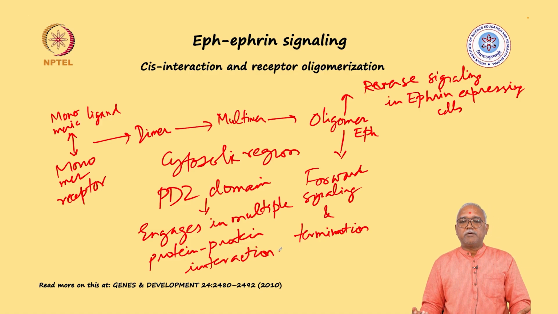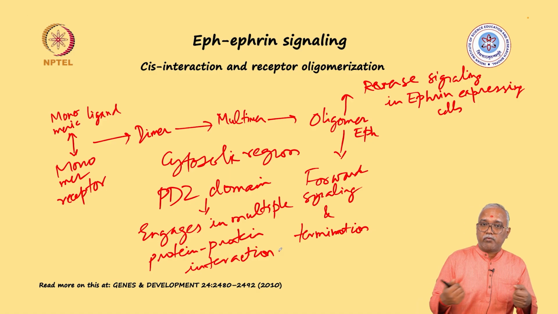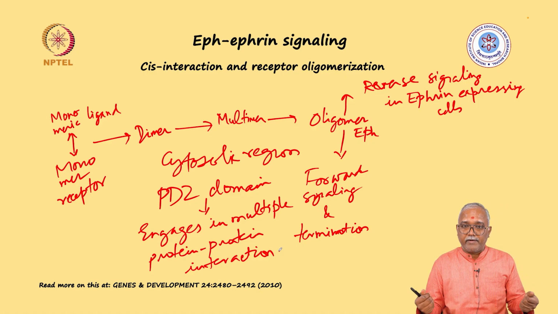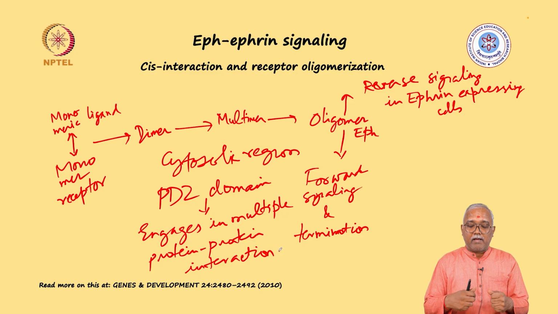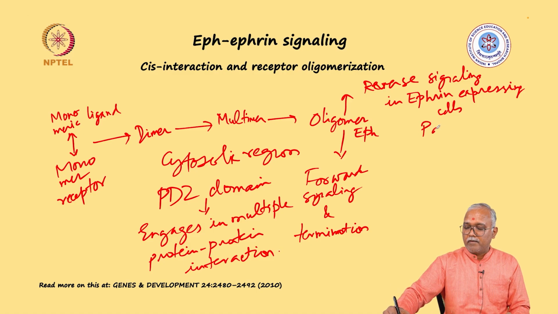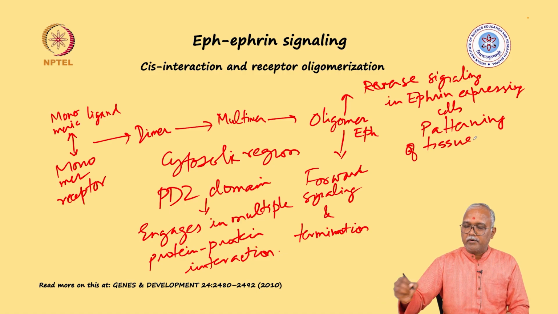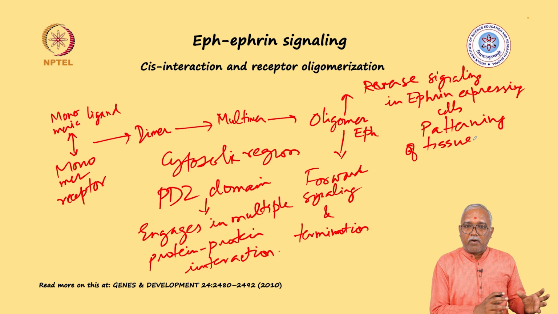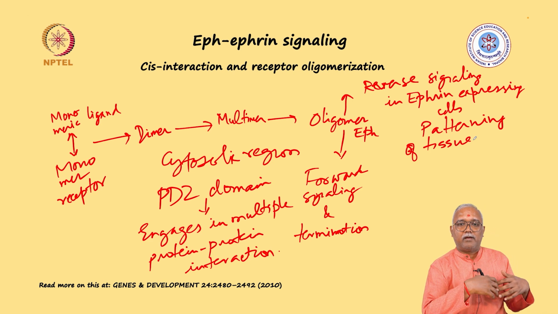And what is the outcome of these protein-protein interactions? Things moving together, things going away from each other, things are brought together, and this is where the movement of cells leads to the patterning of tissue. Similar type of receptor expressing cells come on one side and the ligand expressing cells move to the other side because of this repulsive signaling.